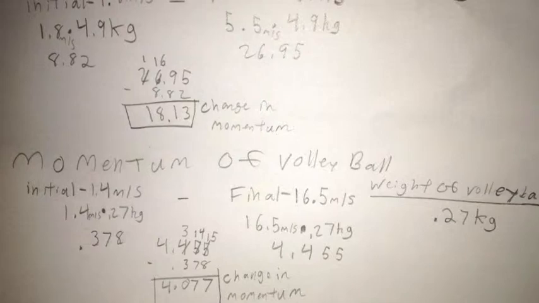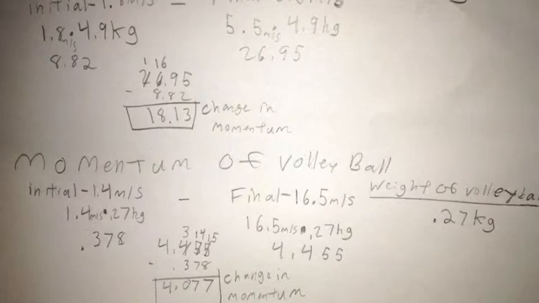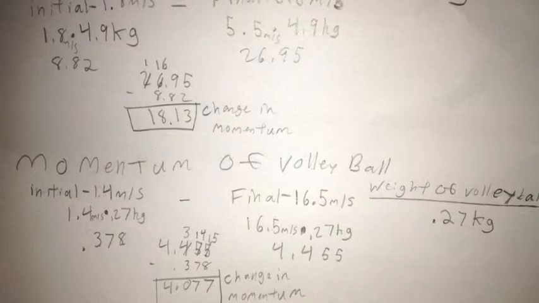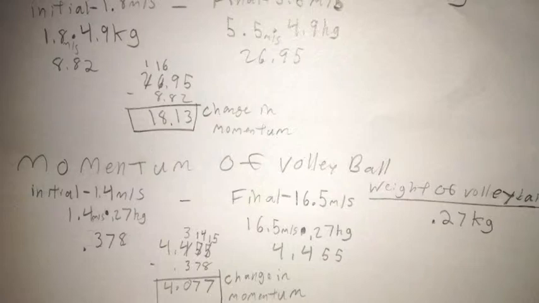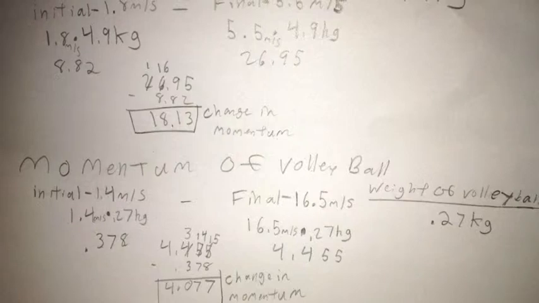Doing the math, it was 1.8 meters per second times 4.9 kg, Vince's arm, and our answer was 8.82 kg meters per second. And then we found the final, which was 5.5 meters per second times 4.9 kg, and we got 26.95. We then subtracted 8.82 from 26.95, and we got the difference of 18.13, which is the change in momentum of Vince's arm.